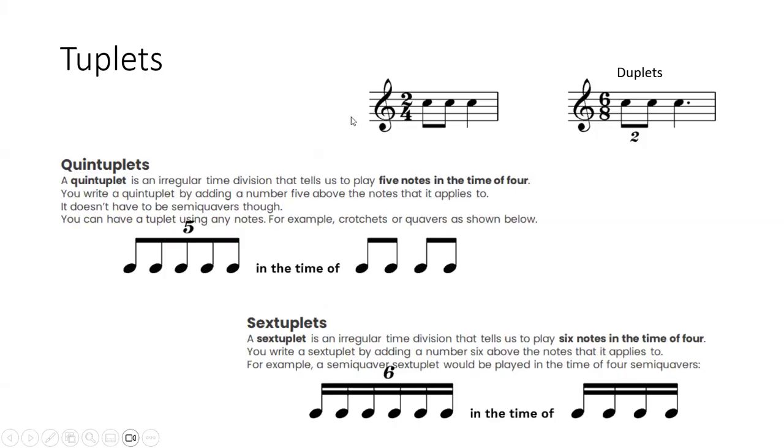We wouldn't need to use a duplet in simple time, because you can divide a beat in half in simple time, because the beats are made up of single crotchets. If we wanted to make this into thirds, there's no note value of a third, so that's when we would use triplets. A triplet can be used in simple time, but duplets would be used in compound time.